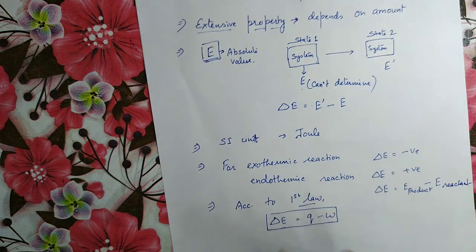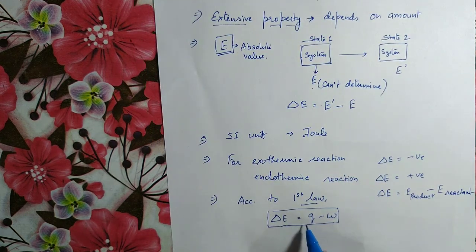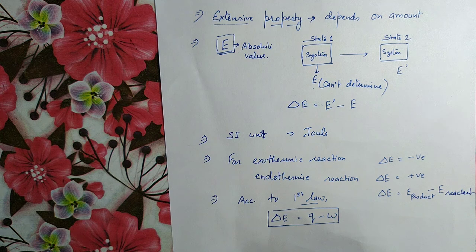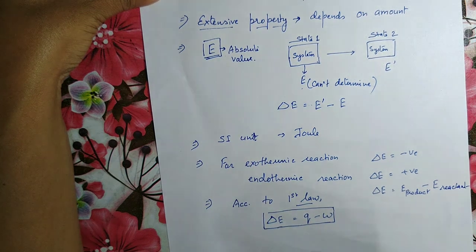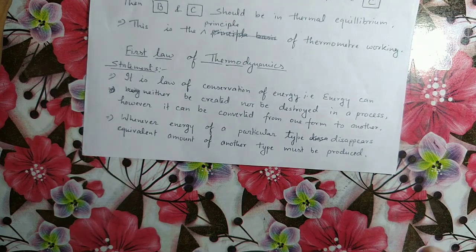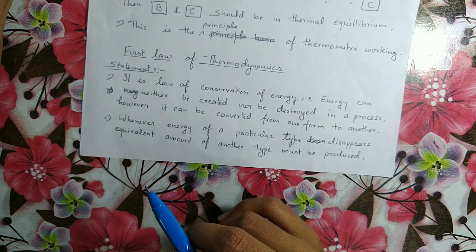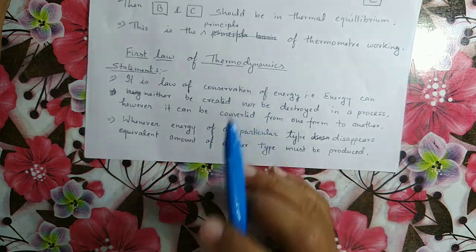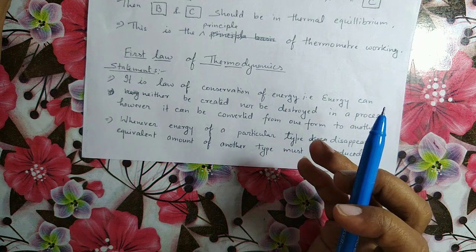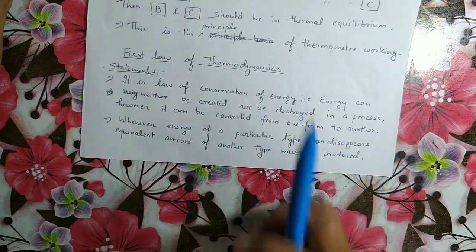Then according to the first law, this del E is equal to Q minus W. The first law of thermodynamics is that change in internal energy is equal to the amount of heat absorbed by the system minus work done, right? It is the expression for the first law. Before discussing enthalpy, we'll discuss the first law of thermodynamics because it has the concept of change in internal energy. That is, change in internal energy can be determined.